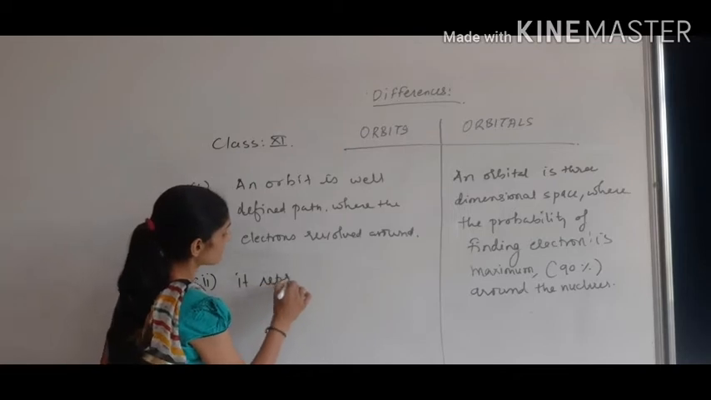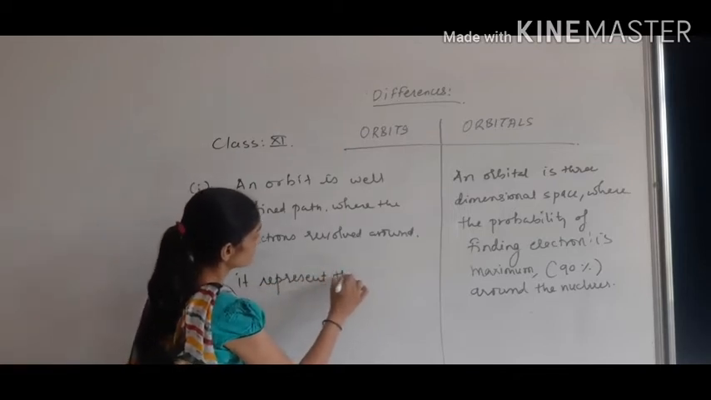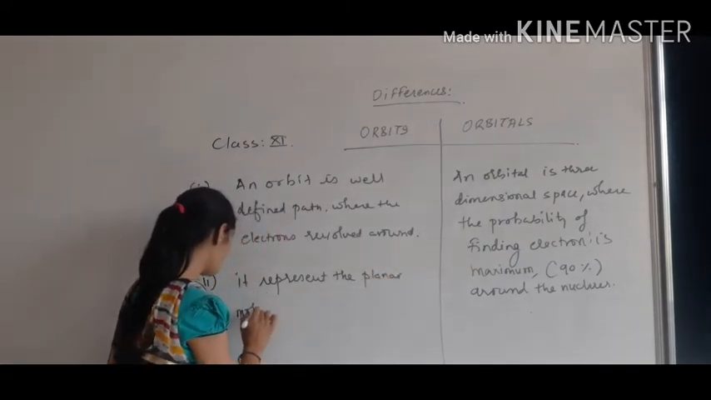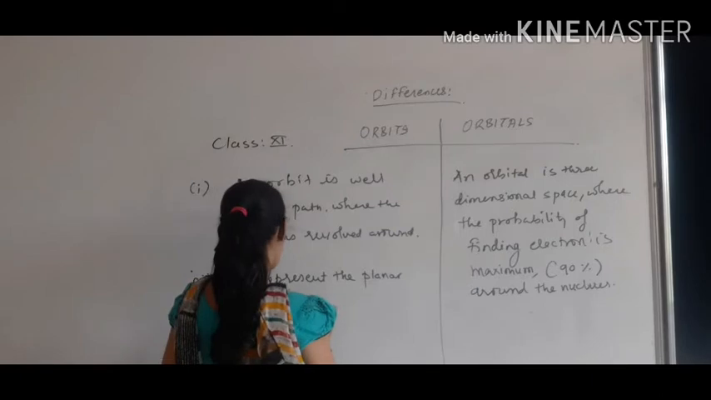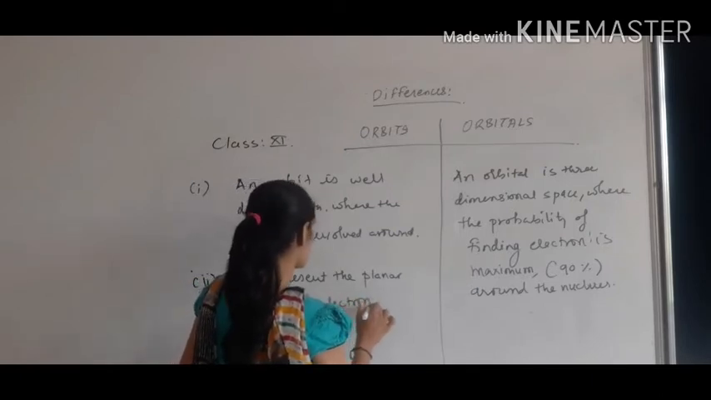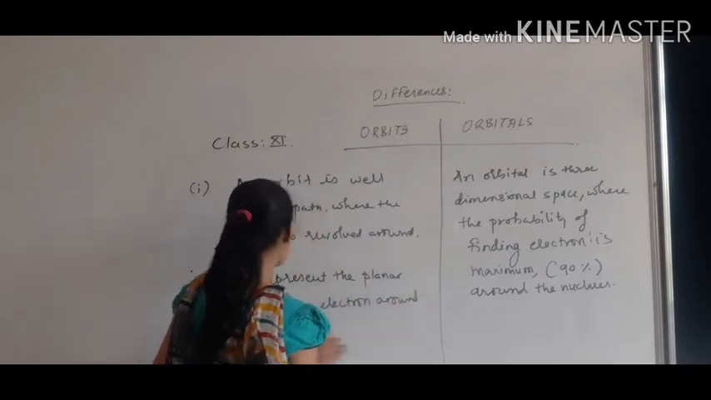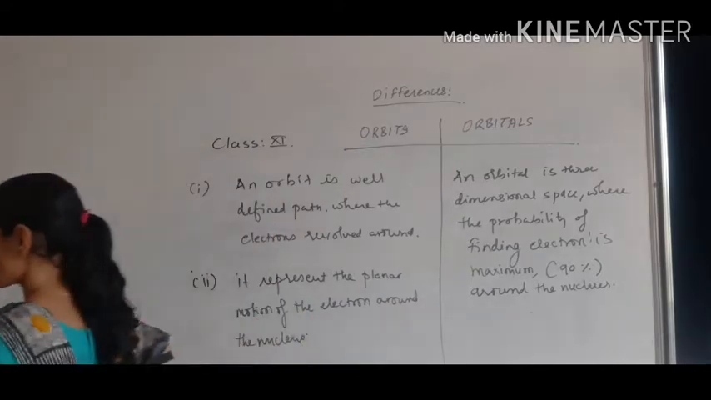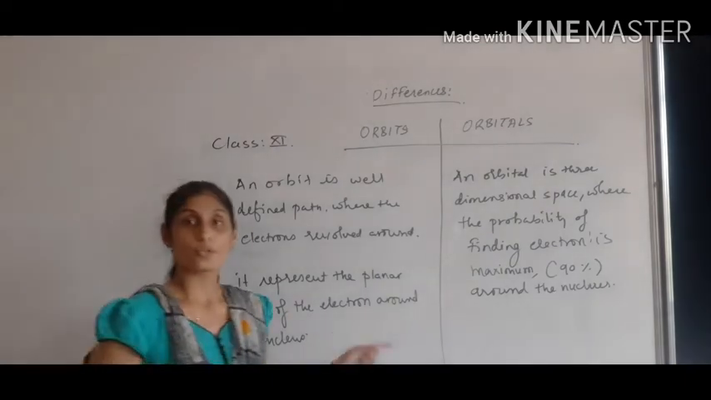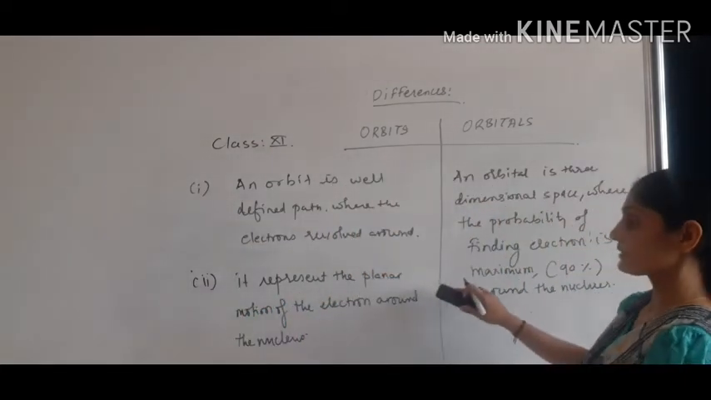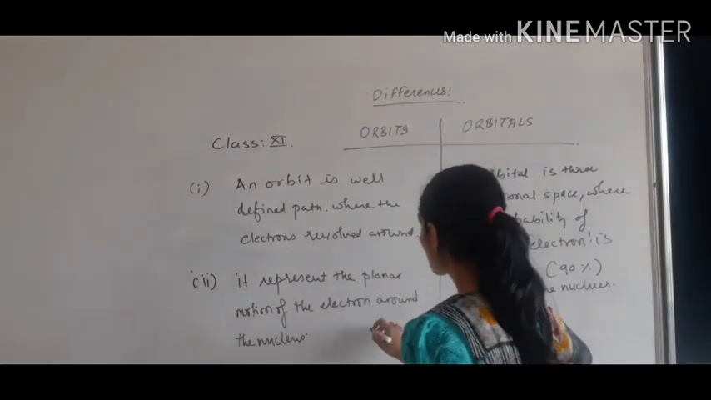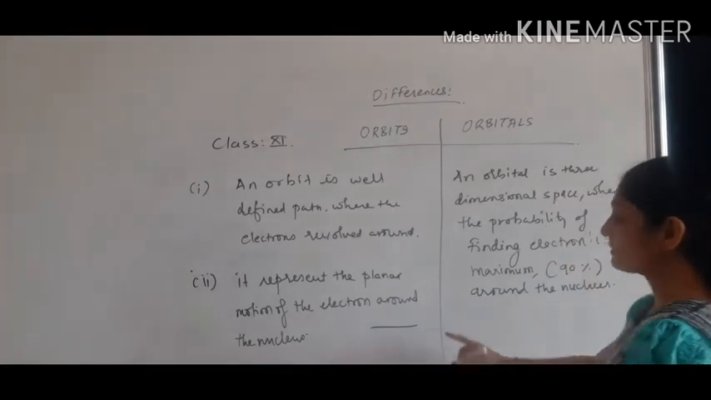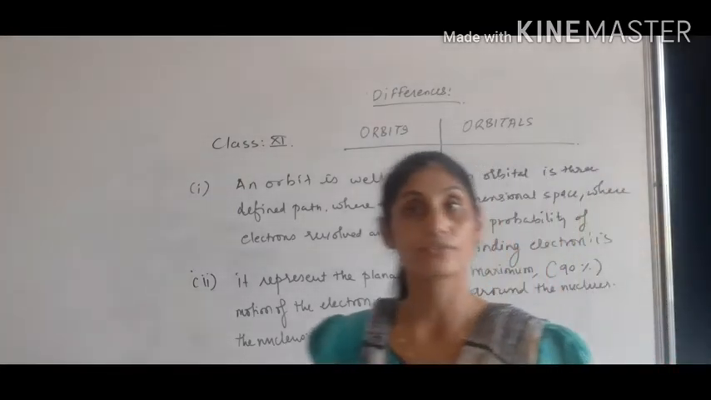It represents the planar motion of the electron around the nucleus. So it represents the planar motion. That means if the electron has a motion, it is always in a planar manner. It does not have any kind of axis.